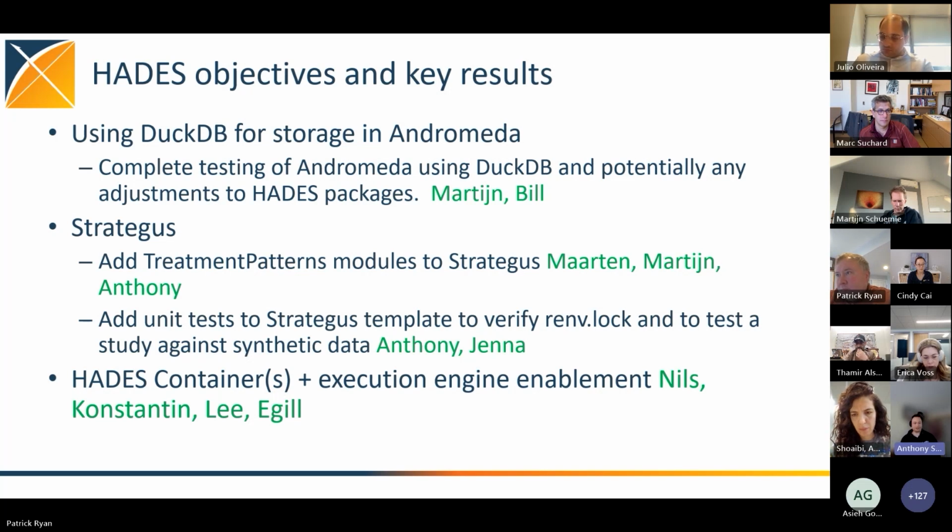We also have some objectives related to enhancing the capabilities of Strategus and expanding out the robustness of the platform. So extending out the treatment patterns package. We want to include the treatment patterns package in Strategus via a module, and so we're working towards that goal, as well as making Strategus and the template that we use to design network studies more robust by adding additional unit tests and integration tests that go against all of the various database platforms that we support within OHDSI.